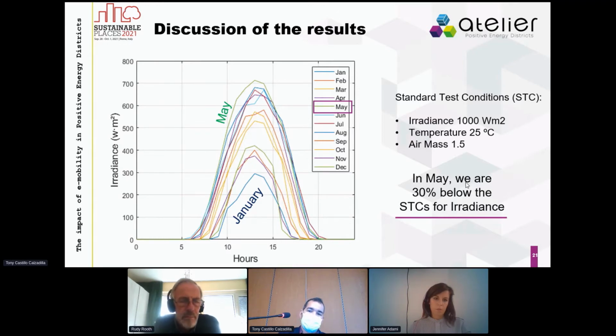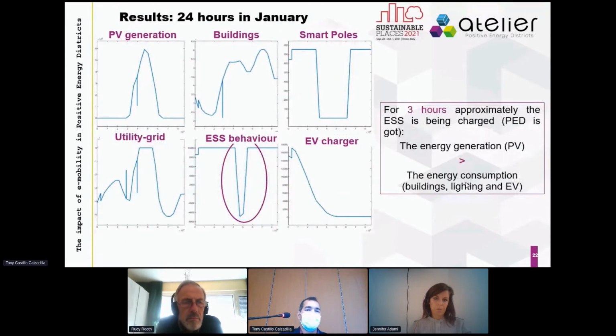Well, we made 2 tests, one for the worst month of the year, and in this case it was January. And in January, we are not able to achieve positivity, and only for 3 hours is the energy storage system being charged. So it means only during 3 hours we got positivity. It's not possible to consider this month as positive.